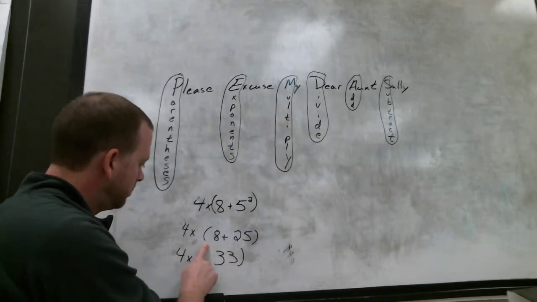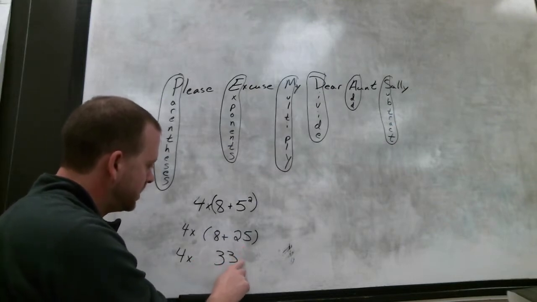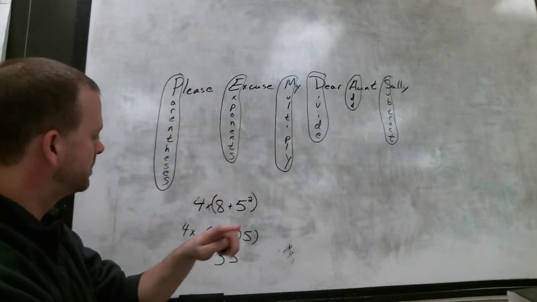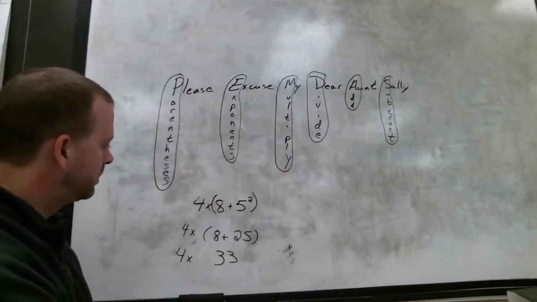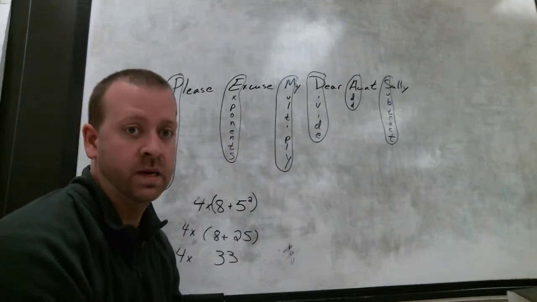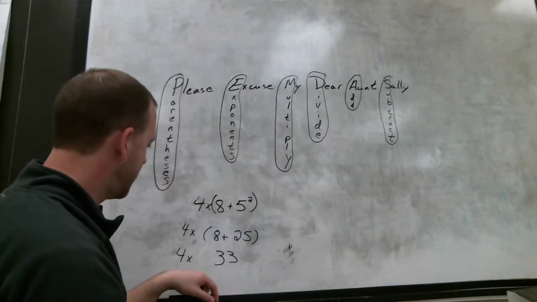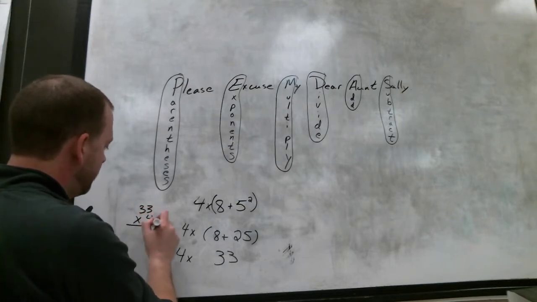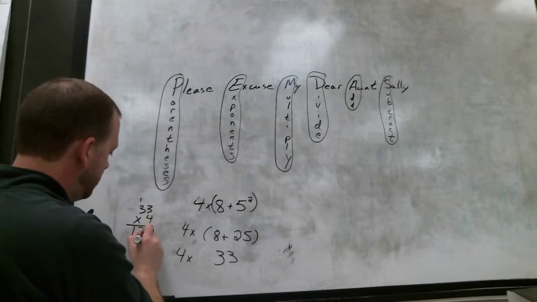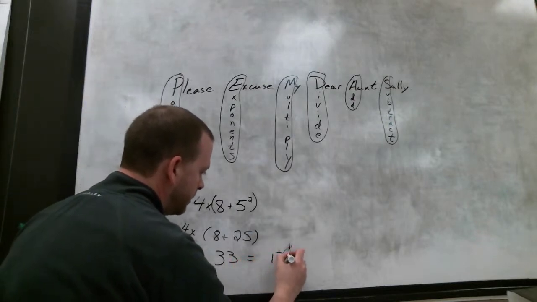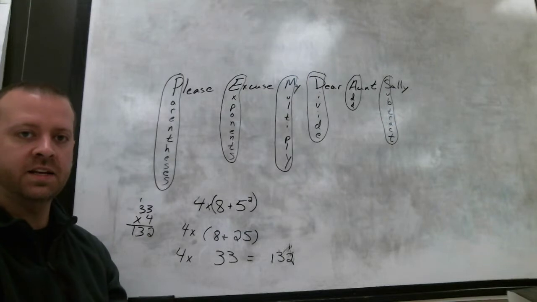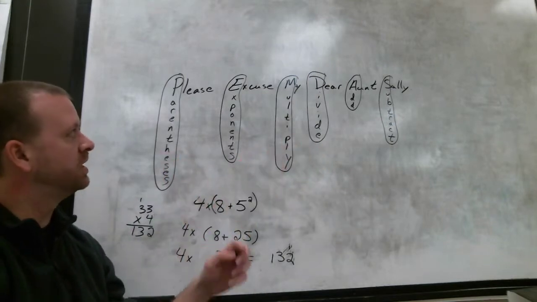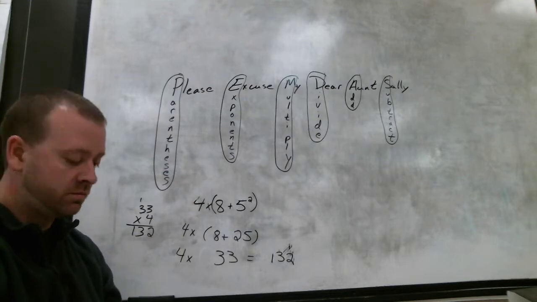So then now, I can pretty much get rid of those parentheses if I want to, and now I've got 4 times 33. I've gotten rid of my parentheses, no exponents. Now I can multiply. So whatever 4 times 33 is. Okay? And I believe 4 times 33, let's do it to make sure, because I'm trying to do it in my head, but I don't want to mess up. 4 times 3 is 12, equals 132. Okay? And I did it by using my order of operations. Very easy. Please excuse my dear Aunt Sally. Know that, you'll have it.